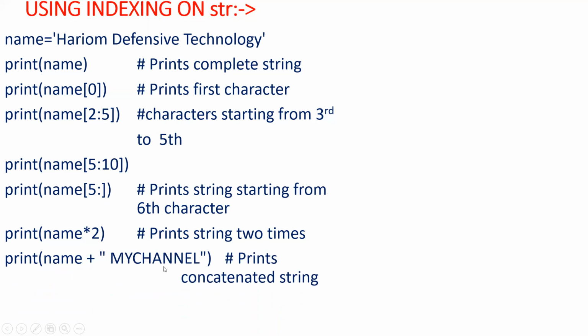Now we have another example also. Print name plus my channel. See here, my channel is a string. Why is it a string? Because it is placed within double quotes. So what is the purpose of the plus sign? It will simply concatenate two strings. The first string is available in the name variable, Hariom defensive technology, and my channel is the direct string, so it will concatenate both strings. The output is Hariom defensive technology, my channel. Got my point?